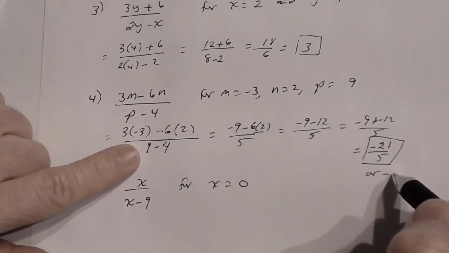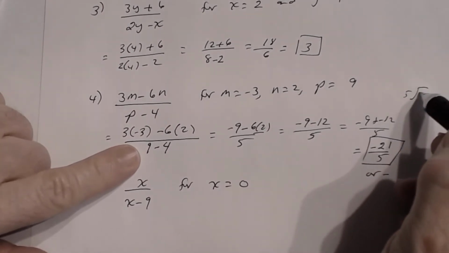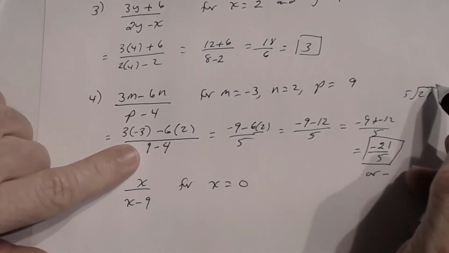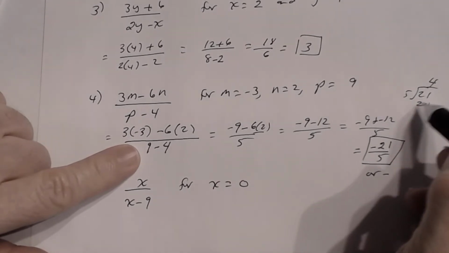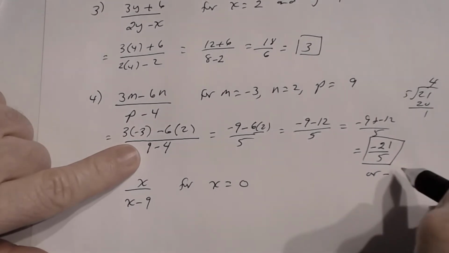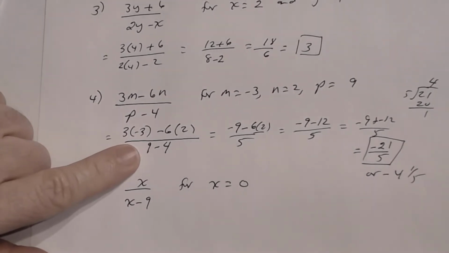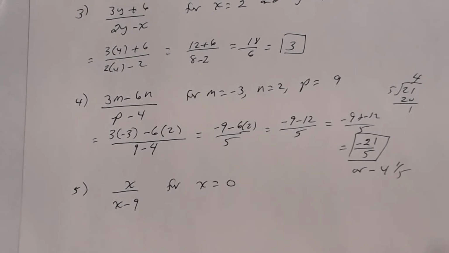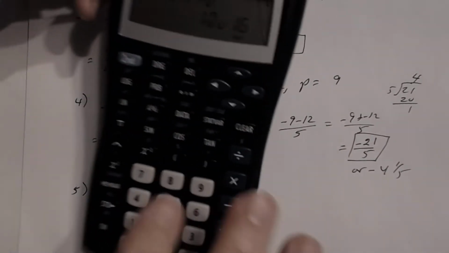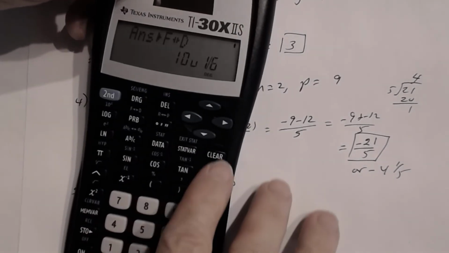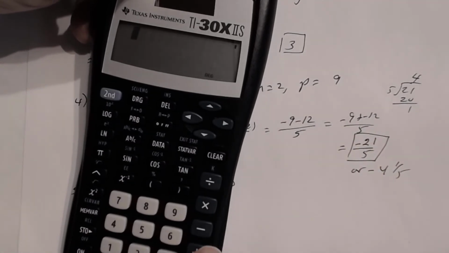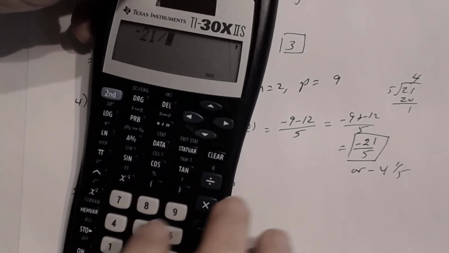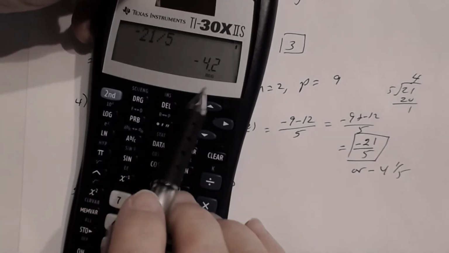So you can say negative, and then just think about 5 divided into 21. So 5 into 21 is 4. 4 times 5 is 20, remainder 1. So you get 4 and 1/5, -4 and 1/5. And if you use your calculator, just kind of remind yourself about this. If you go back to your calculator and you figure out what negative 21 divided by 5 is as a decimal, negative 21 divided by 5 equals negative 4.2.